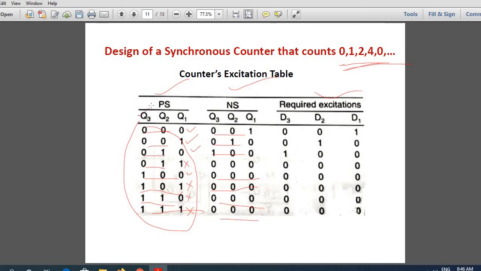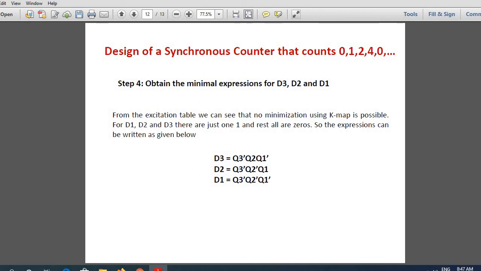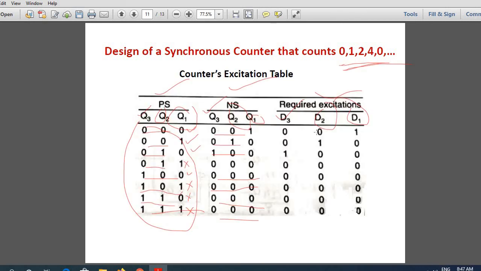Using Q3 in present state and Q3 in next state, I'll find D3. Similarly, using Q2 in present state and Q2 in next state, I'll find D2. Now, using Q1 in present state and Q1 in next state, I'll find D1. This is how I'm going to fill my required excitations. Now, I'll obtain the minimal expressions. Here, I have not formed any of the K-maps. Why? Because you always observe your excitation table and then only go for K-maps. Don't just suddenly go to K-maps without observing what you actually got in the required excitations.